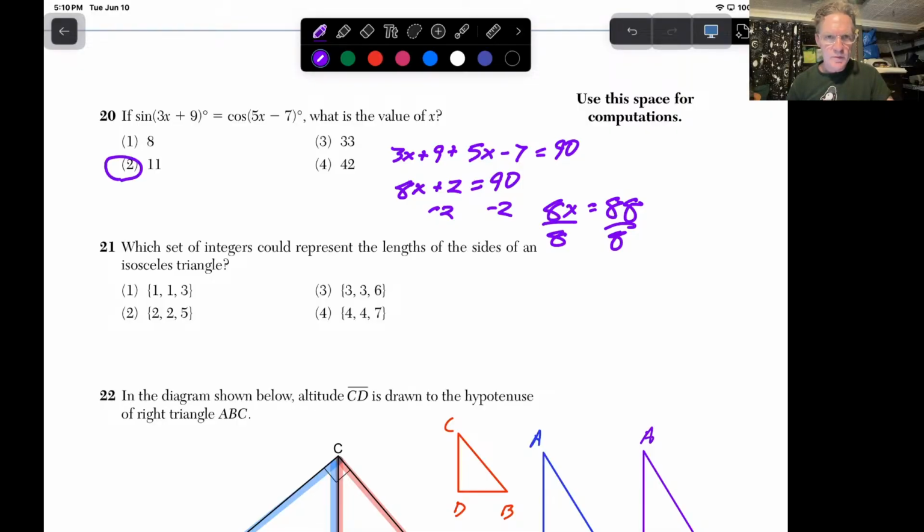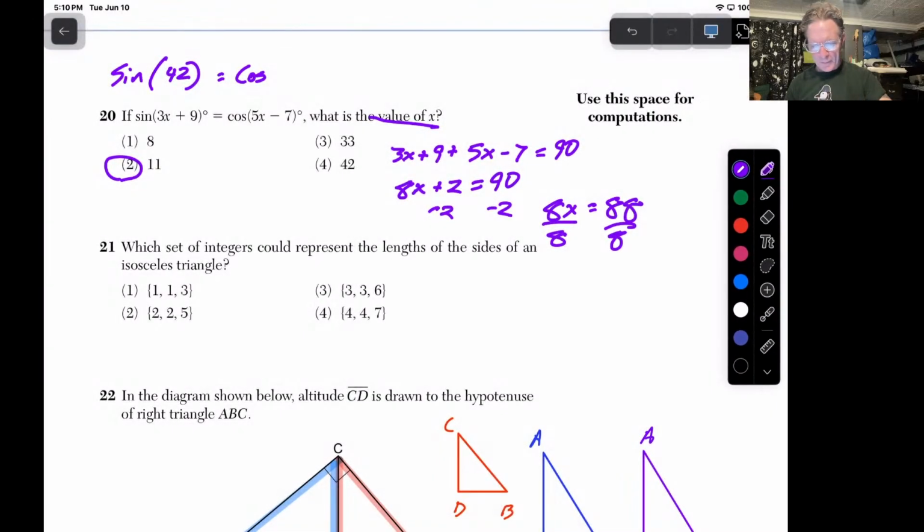Here's another thing to do. If you have a multiple choice question asking you something like this and asking you to find the value of x, just plug these answer choices into your calculator and see which one works. So this, for example, would be sine of 33 plus 9, 42, right? Does that equal the cosine of 55 minus 7, which is 48?